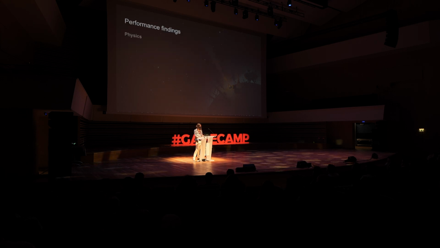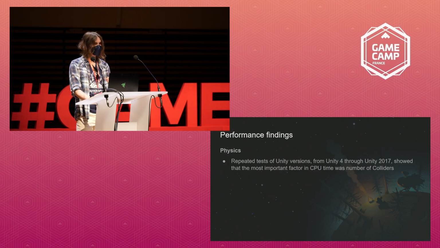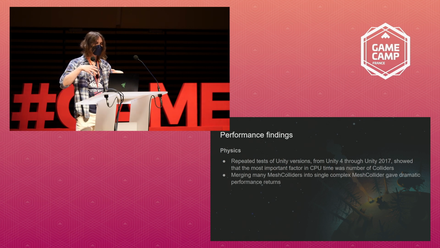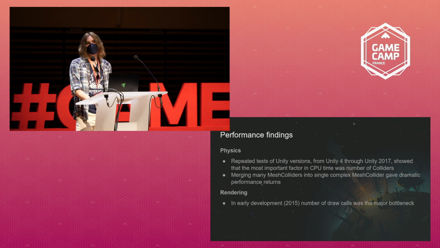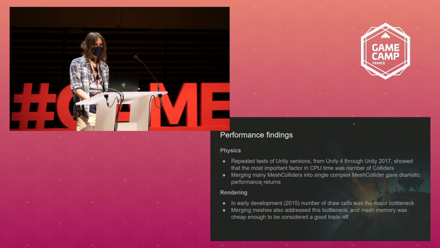Performance findings. This is important for later context, why we made the decisions we did. So repeated tests of Unity, every time there was a major version upgrade, we found that for Outer Wilds, the most important factor in CPU time was the number of colliders we had in the scene. And we found that merging many mesh colliders into a single complex mesh collider gave dramatic performance returns. On the rendering side, 2015, draw calls were still a major bottleneck, and merging meshes also solved that. And back then, mesh memory was cheap enough to be considered a good trade-off.